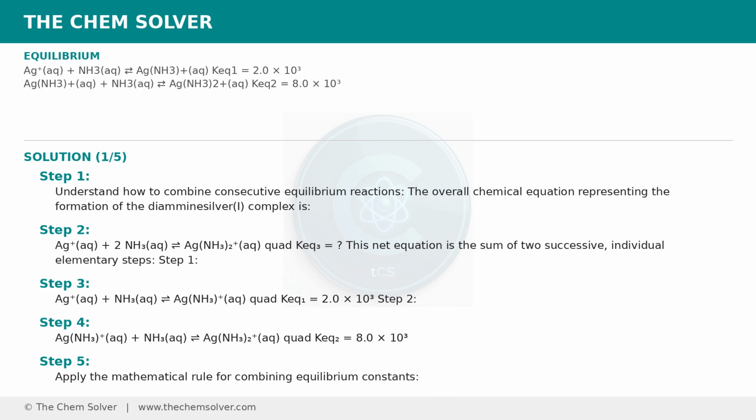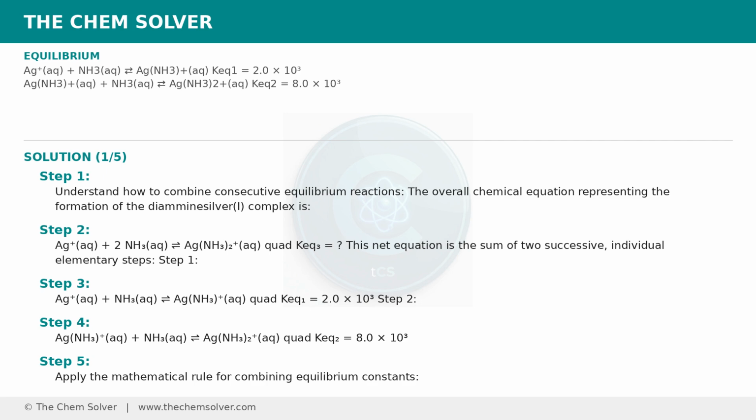Understand how to combine consecutive equilibrium reactions. The overall chemical equation representing the formation of the diamminesilver(I) complex is Ag⁺ + 2NH₃ in equilibrium with Ag(NH₃)₂⁺, with equilibrium constant K_eq3. This net equation is the sum of two successive, individual elementary steps.